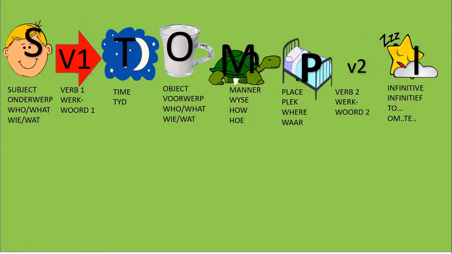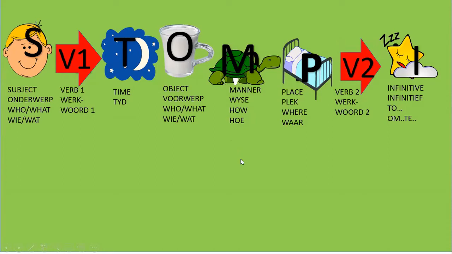I do the verbs always in red so they stand out. Where is verb 2? There is verb 2. So verb 1 is just second from the front and verb 2 is second from the back. Remember this picture very, very clearly. Onthou hierdie prentjie. Dit is baie belangrik om hierdie te onthou vir enige woordorde.